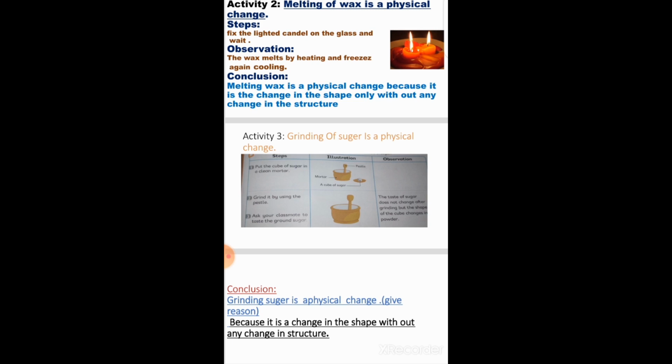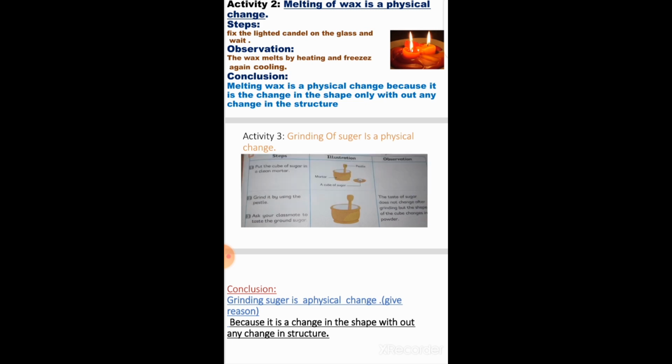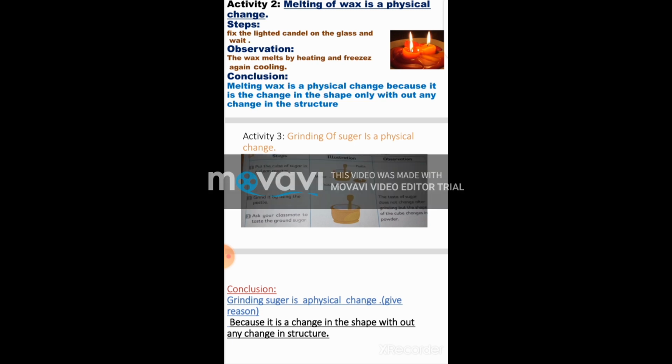There is a change in the shape of wax, in the appearance of wax, without any change of its structure. It is still wax. I have no new substance. So our conclusion: melting wax is a physical change because the change is in the shape or appearance only, without any change in its structure. Focus with these questions.